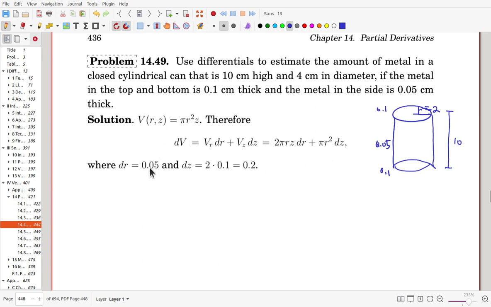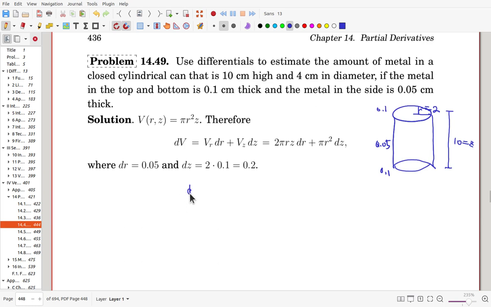Now, of course, we already know that r is 2 and z, the height, is 10, and dr is 0.05, the thickness of the side, and dz is the thickness, that is 0.1 and another one, so twice 0.1, which is 0.2. Using these quantities, we can get dV.